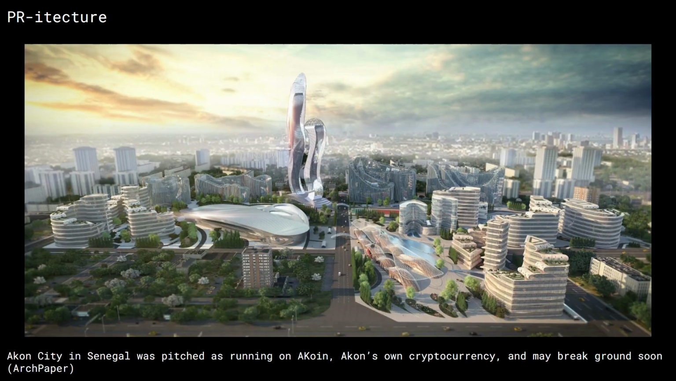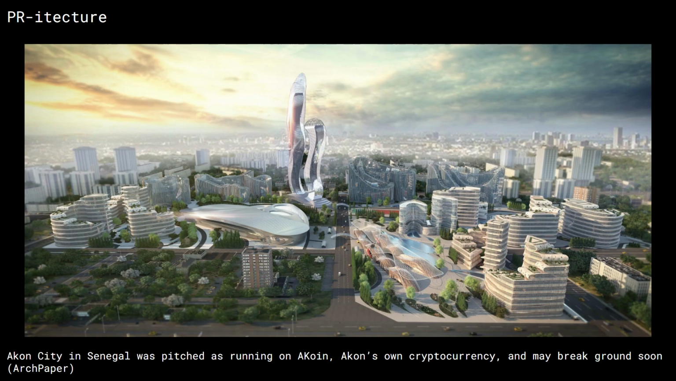Yeah, okay. So Akon has a plan. There's Akon City that is being developed in Senegal, which is pitched as running on Akoin, which is Akon's own cryptocurrency. And so they're planning on breaking ground soon. And I just want to show you this as an example of the most ludicrous idea of a city. And I don't know how Akoin is going to get value.